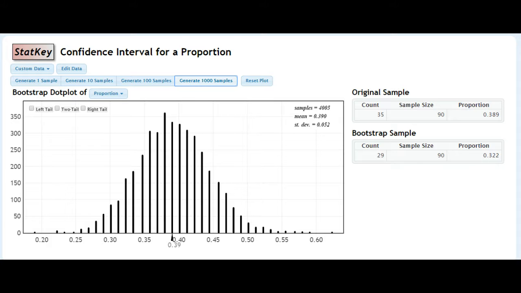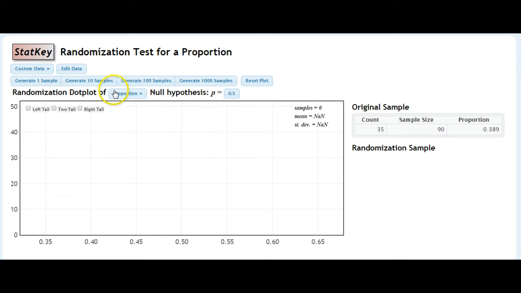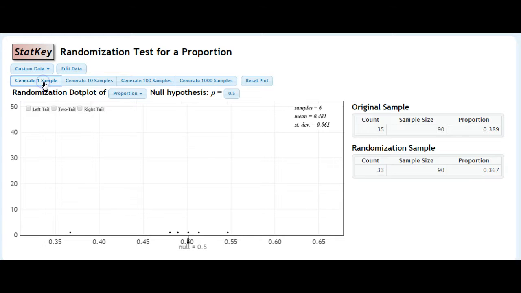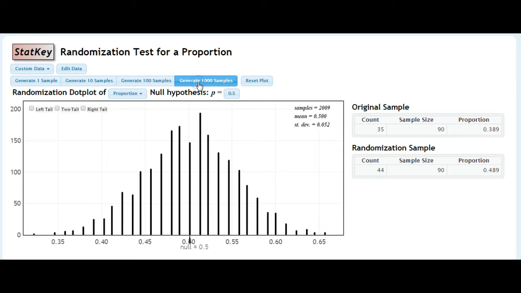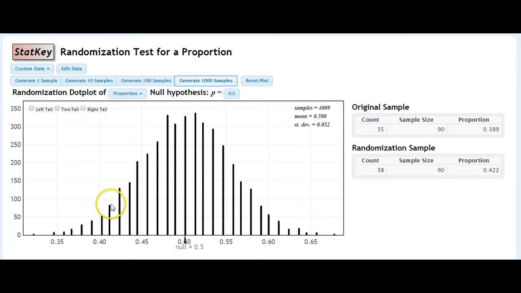If I go over to my randomization test here, I'm going to go ahead and do the same thing. I generate one sample at a time. Same principle applies. I'm generating just a few numbers. Now you'll notice a lot of these numbers are quite a bit farther off from my original sample than the other one, which is interesting. We'll look at that. But if I generate a few thousand of these resamples, I get the same basic idea. I get this curve. So both the confidence interval and the hypothesis test, the randomization test, create a sampling distribution based on the original sample.